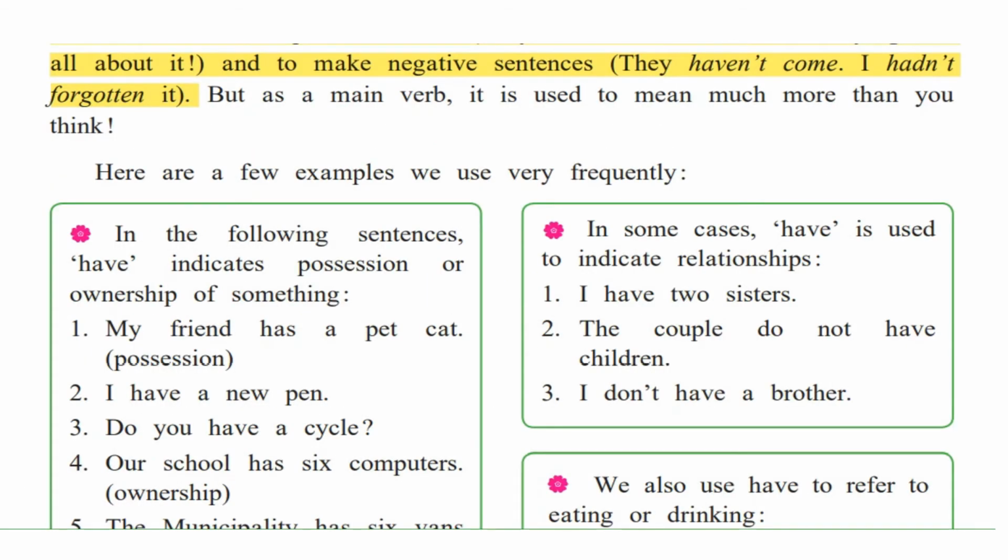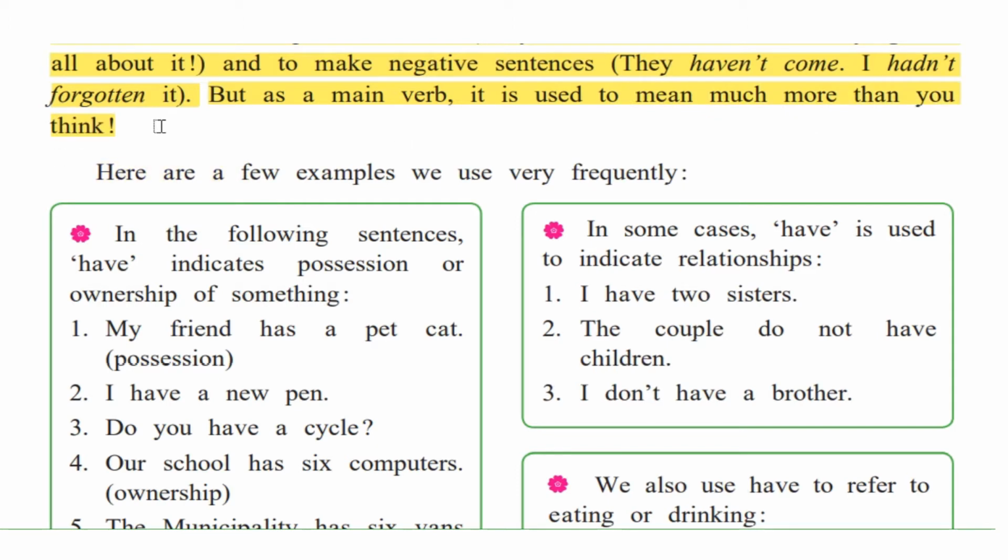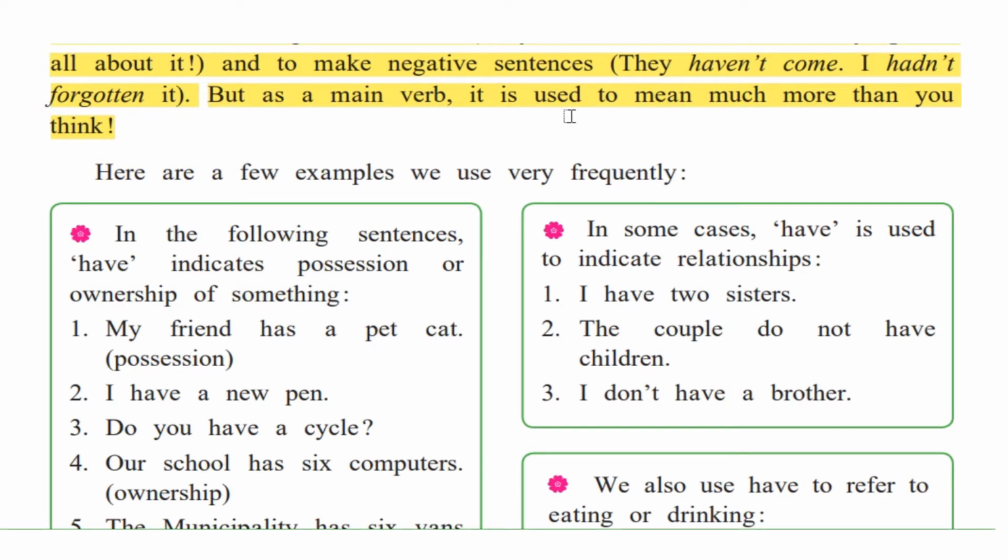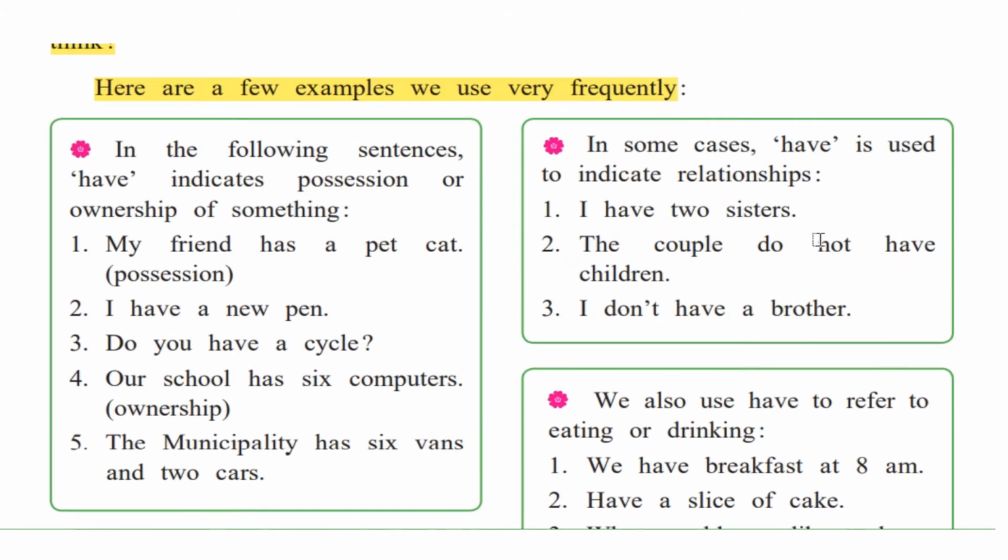We just learned how the verbs has, have, and had are used as auxiliary verbs. That is, they are used as helping verbs in the perfect tenses. But as a main verb, it is used to mean much more than you think. So let us see some examples of how have is used as a main verb. So here are a few examples we use very frequently. So these are the 5 situations in which we make use of the verb have.